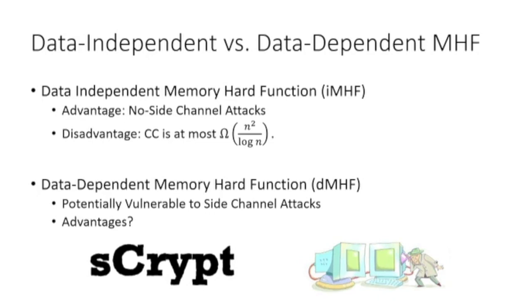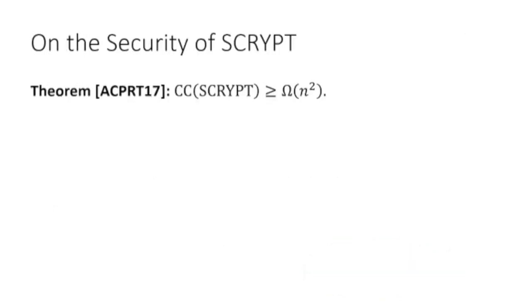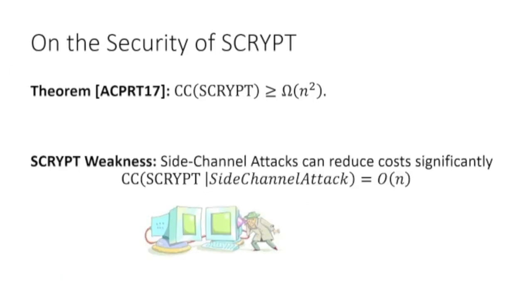Now, data-dependent memory hard functions have the disadvantage that they're potentially vulnerable to side channel attacks. But do they have any advantages? And the answer is yes. So this was proved at Eurocrypt 2017. It turns out that SCRYPT actually has cumulative memory complexity scaling with n^2. So if you run in time n, the attacker has to keep n units of memory allocated for n units of time. There's just no way around it.